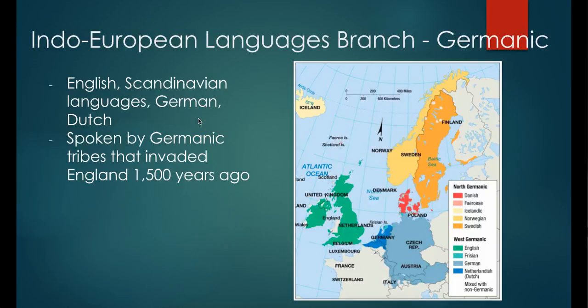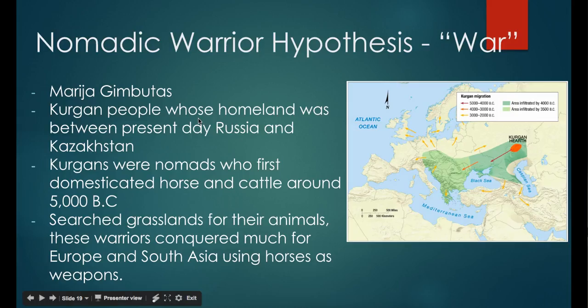And now we're going to get to a main one here, the Germanic branch, which is eventually going to lead us to English here. So English, Scandinavian, German, Dutch, these are all part of the Germanic branch. So how did English get eventually to England? So we're going to take this back a little bit.